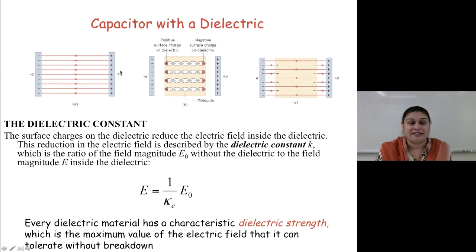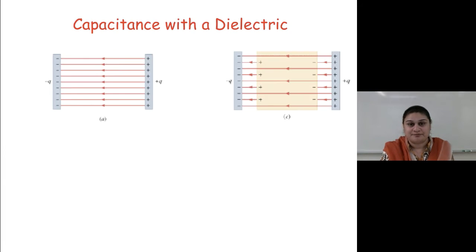Without the dielectric, the electric field will just be going from the positive to the negative, right? But if you put a dielectric material inside it, it will polarize itself. So the plus of the dielectric will point towards the negative side, and the negative of the dielectric will point towards the positive side. So there will be an additional field in there. That basically increases the capacitance of the capacitor.